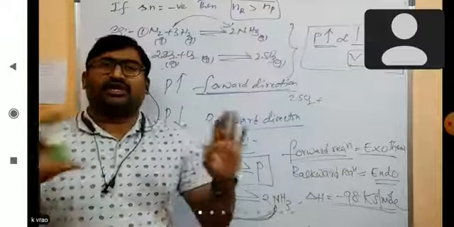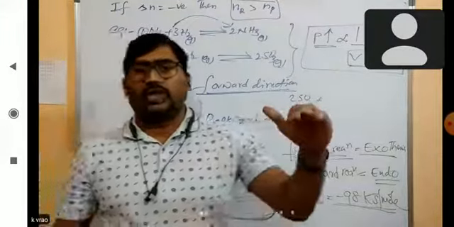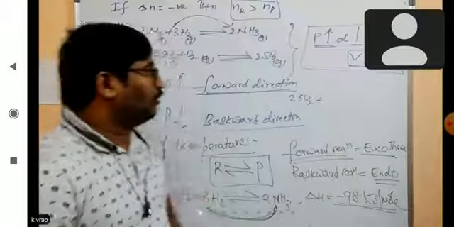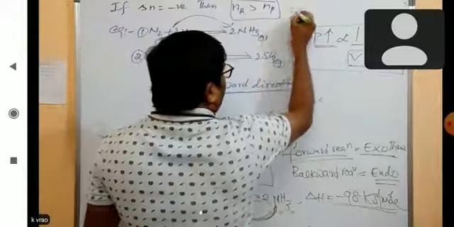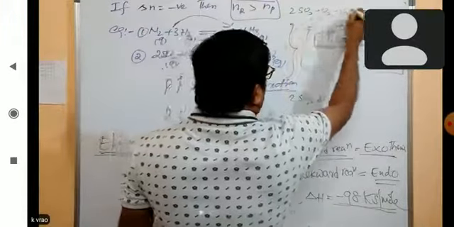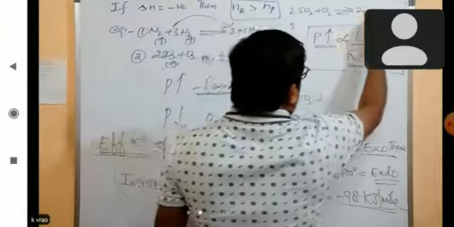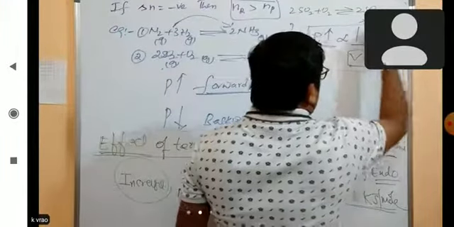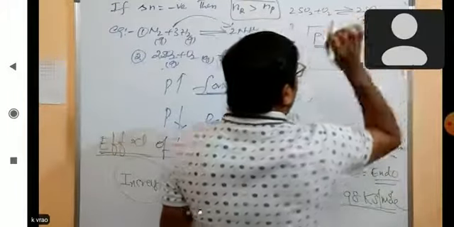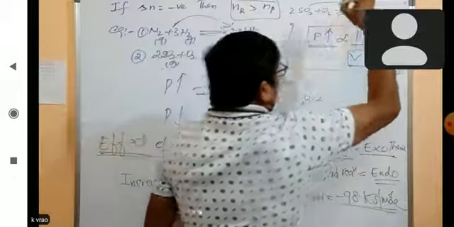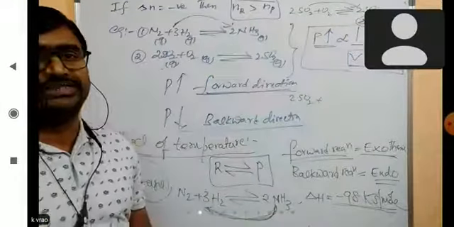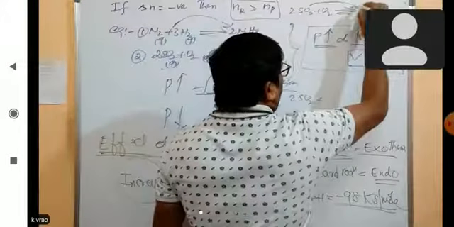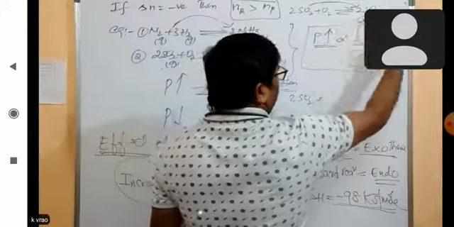Just imagine forward reaction and backward reaction. One is exo, automatically the opposite one is endo. That depends on the nature of the reaction. How do you understand? Let us take 2SO2 plus O2 gives 2SO3. This is the reaction and the delta H is negative, means the forward reaction is exothermic. For the forward reaction, we don't require temperature because heat is already being released in the reaction.